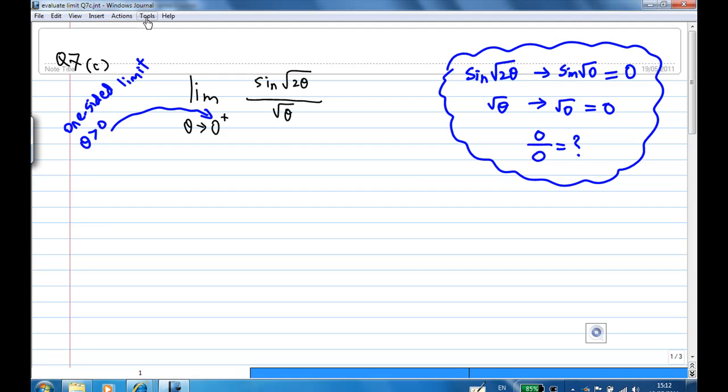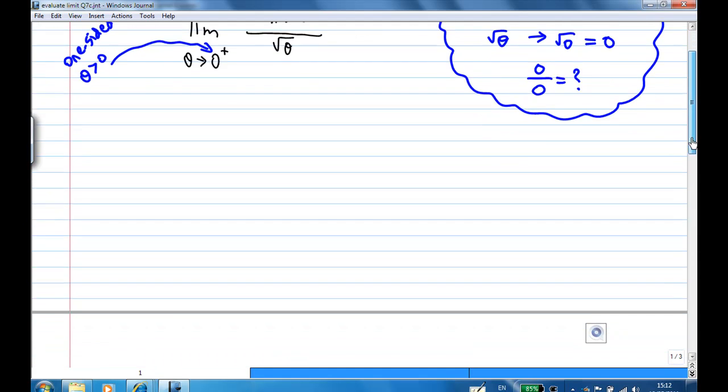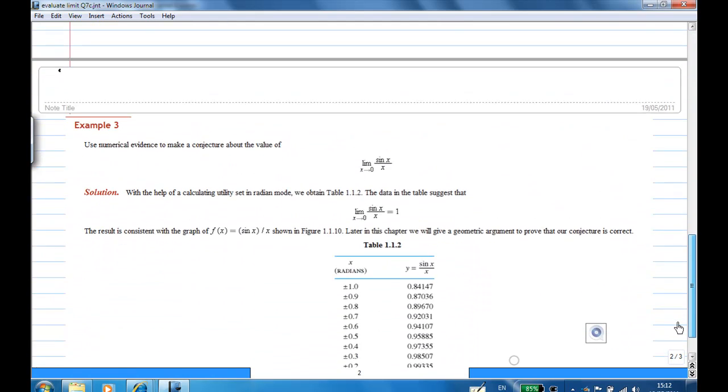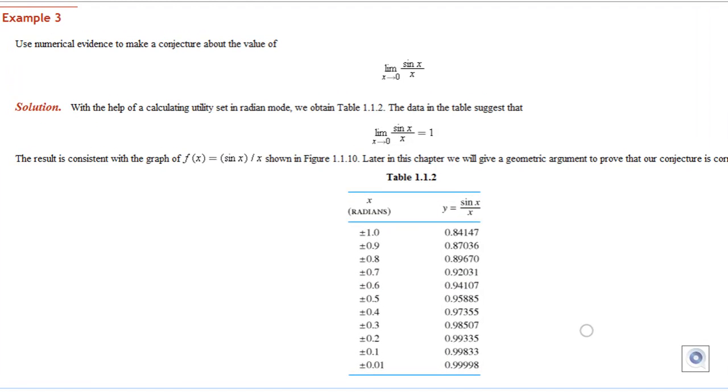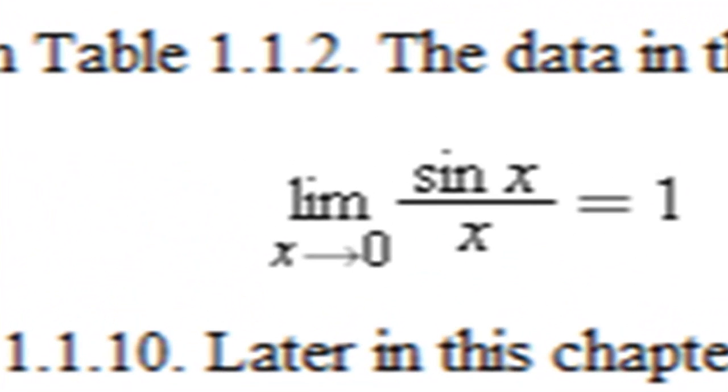So now, how to evaluate this? We are going to make reference to the Howard Anton text, chapter 1.1. There is one example, the limit of sine x over x when x approaches 0, and this limit is equal to 1. How do we get this?